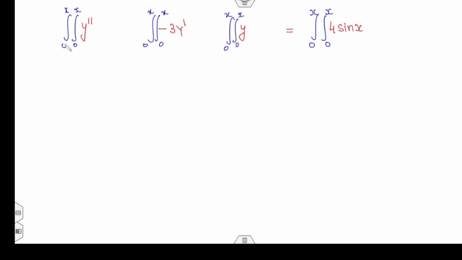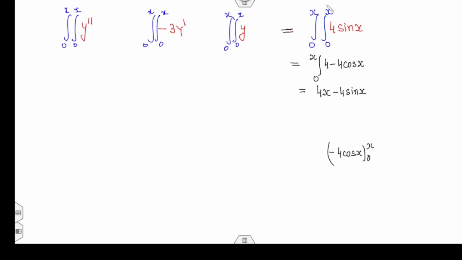Now, how can you get the integration? Look at first this part, the limits from 0 to x. What is the first integration? Minus 4 cos x from 0 to x. Once you substitute, it is 4 minus 4 cos x. Once you integrate again, it is 4x minus 4 sin x.